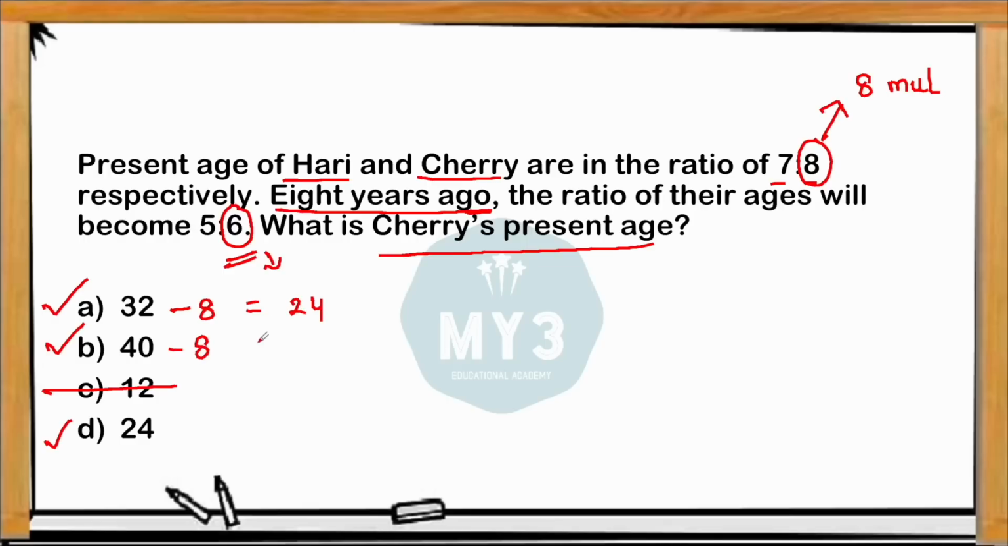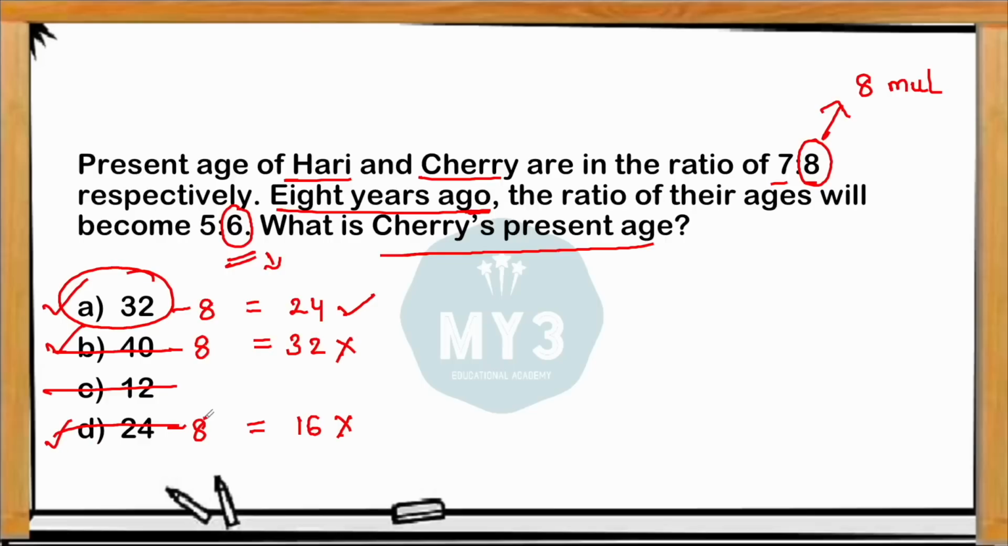40 minus 8 is going to be 32. 24 minus 8 is going to be 16. So after subtracting 8, it should become 6 multiplier. Out of 24, 32 and 16, which is coming in 6th table, 24 is coming, remaining or not. So answer must be 32. Eliminate the other ones. Hope it is clear.